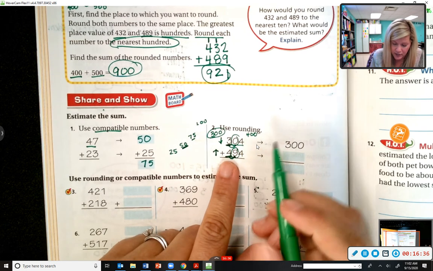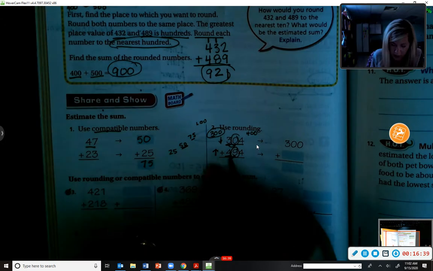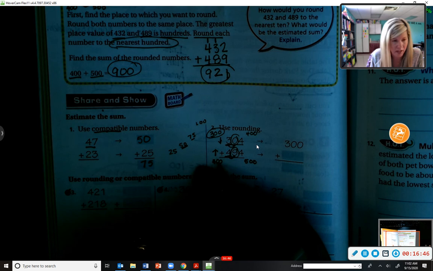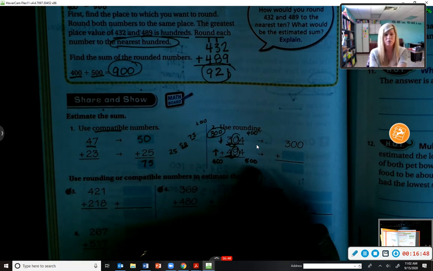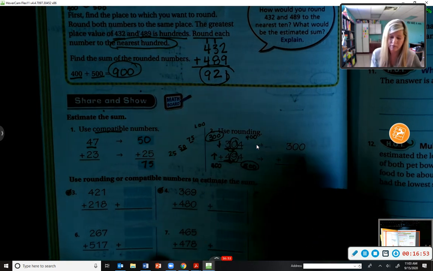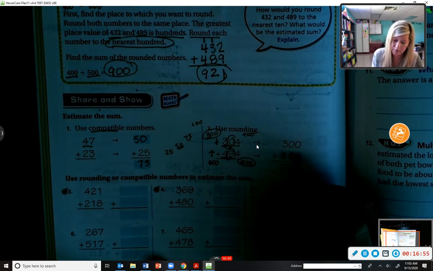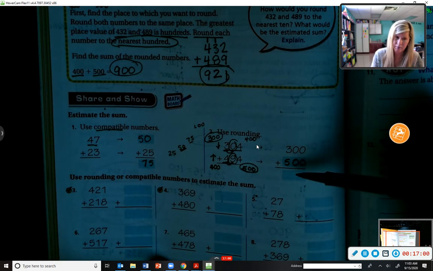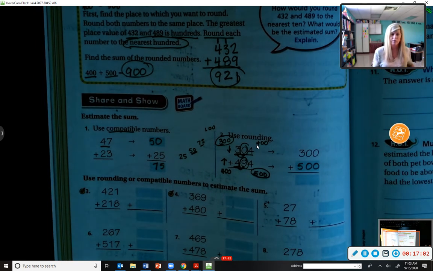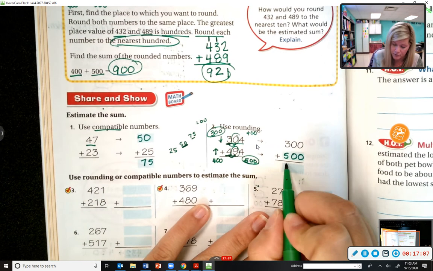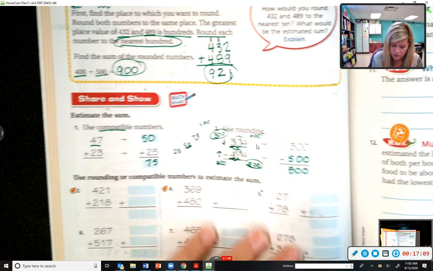Okay? Now, since this first digit is a 4, I know it's got to be between 400 and 500. I don't want to go down to 400 because it's really close to 500. So that will be our number we use next. Okay, and now these are really easy to add up. I have zeros across the board. Now all I need to do is add the 3 and the 5. 800.